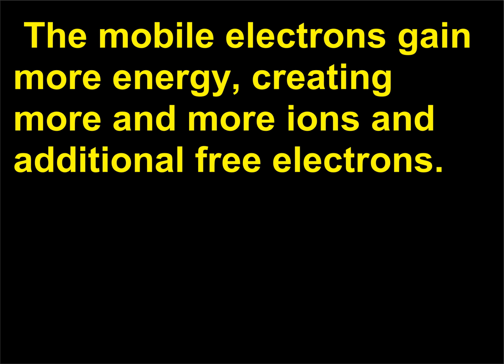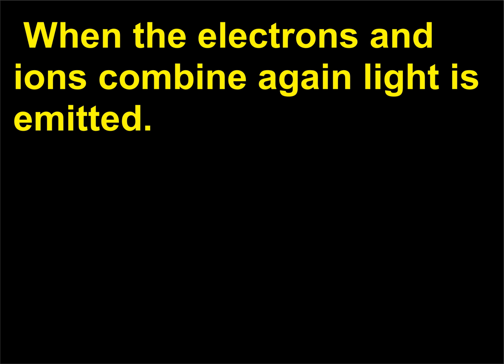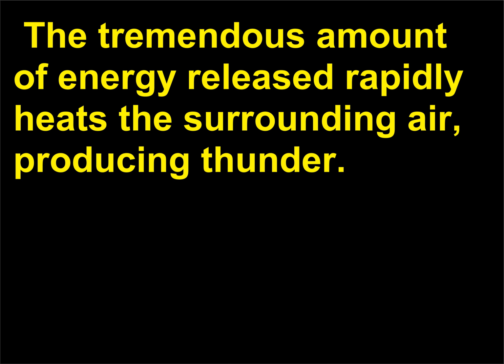The mobile electrons gain more energy, creating more and more ions and additional free electrons. When the electrons and ions combine again, light is emitted. The tremendous amount of energy released rapidly heats the surrounding air, producing thunder.